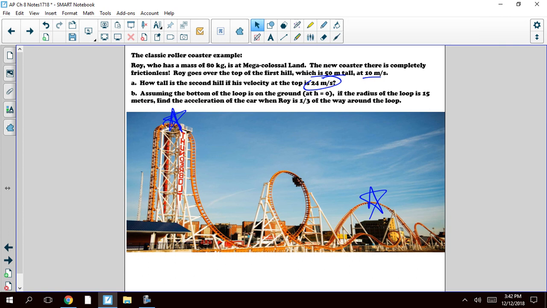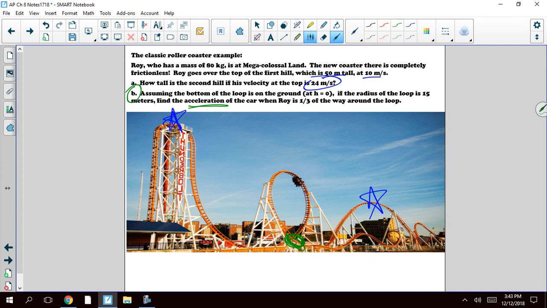All right, but here's the new one. Question B. Assuming the bottom of the loop is on the ground, so we're going to assume that down here is a height of 0. If the radius of the loop is 15 meters, then find the acceleration of the car when Roy is a third of the way around the loop. We're actually going to do more than just find the acceleration. We're going to find the normal force on it and a whole bunch of stuff. All right. So let's start by doing part A.